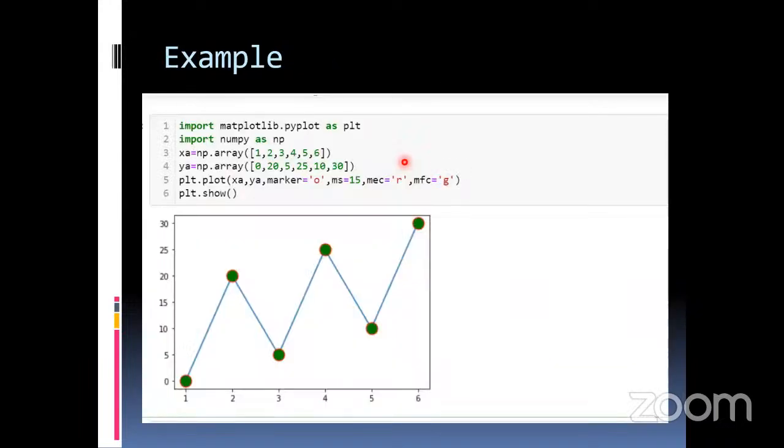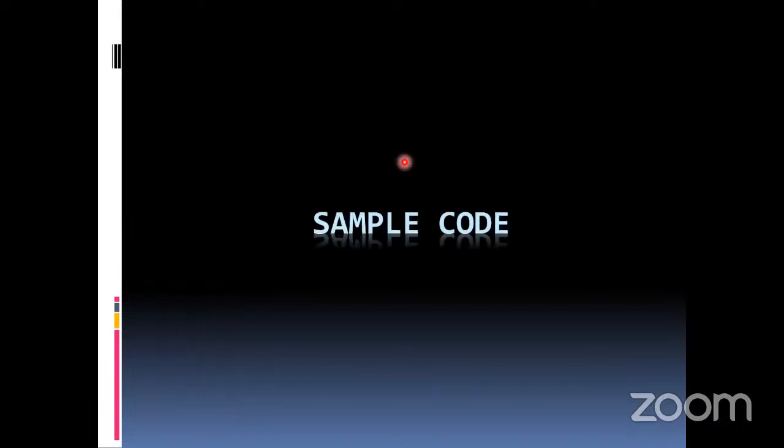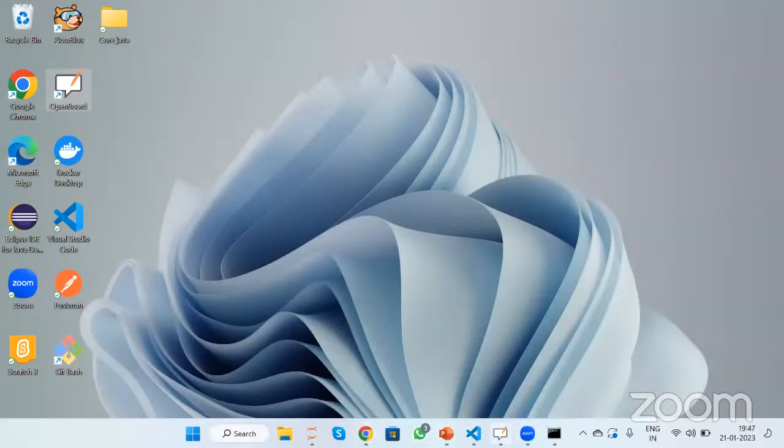So it is one simple modules example, to show normal data in a pictorial form. Using matplotlib, we can display normal data in a pictorial form, and there are frameworks through which we can develop web applications. I have the sample code and I will directly show you how it is working. Okay, so I'm opening Visual Studio Code.